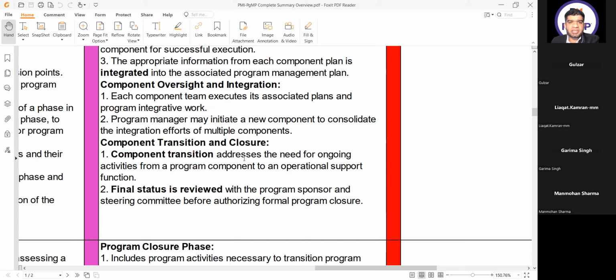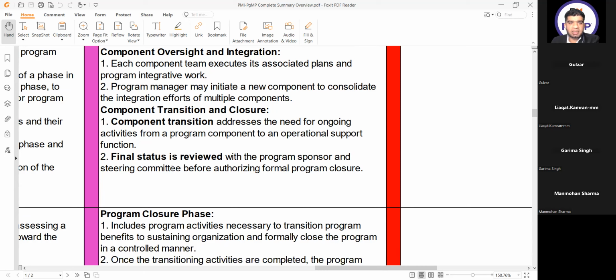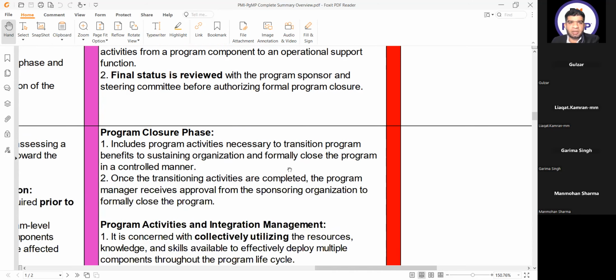Number one, component transition addresses the need for ongoing activities from a program component to an operational support function. Final status is reviewed with the program sponsors and steering committee before authorizing formal program closure. So this is the end of the program delivery phase.